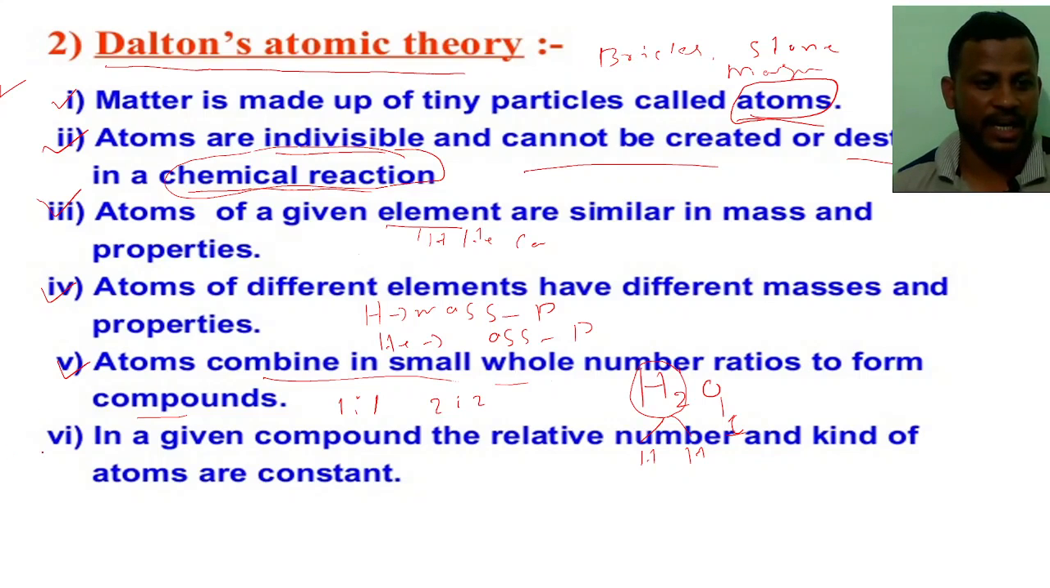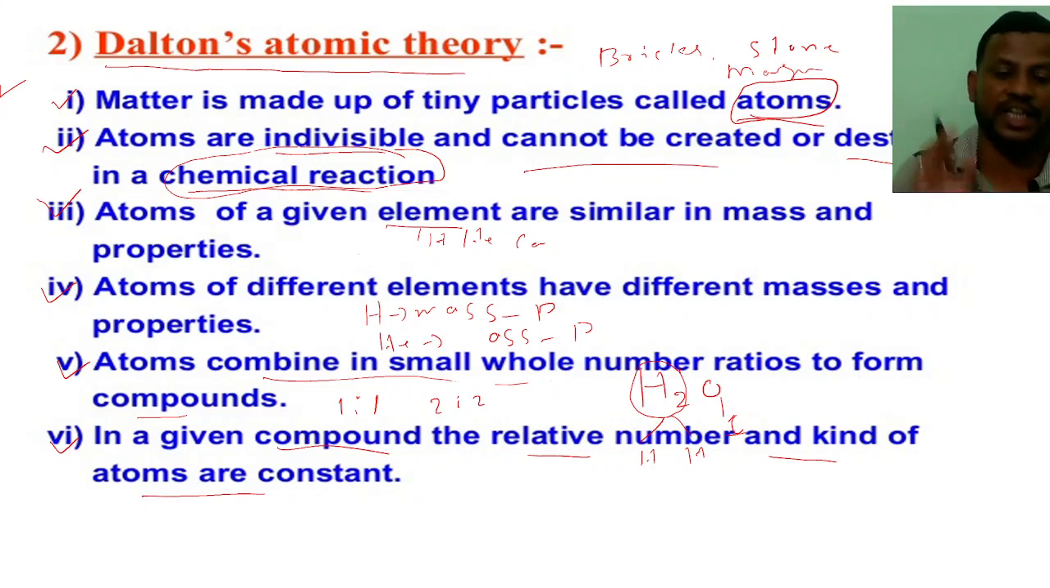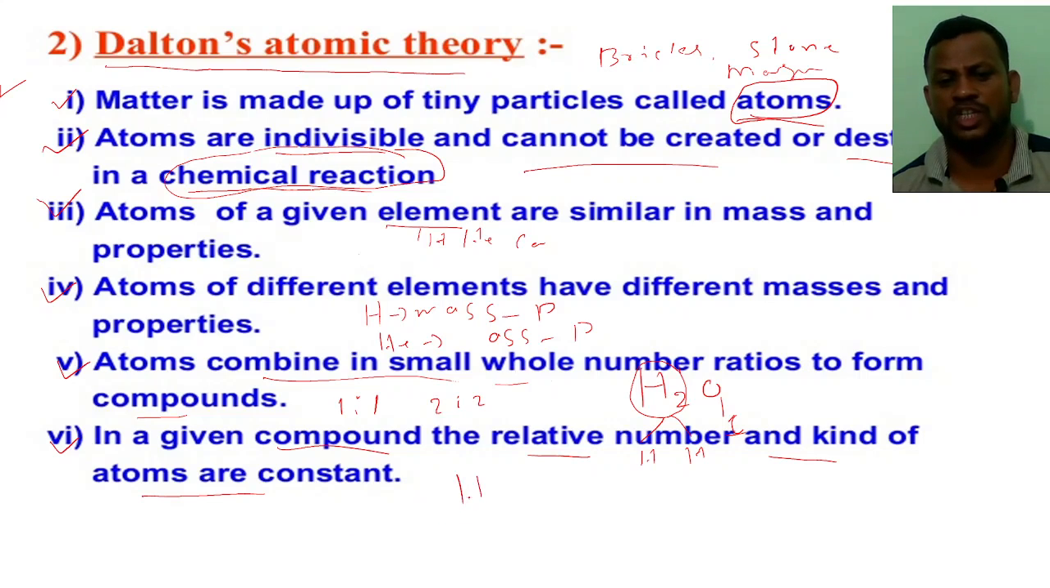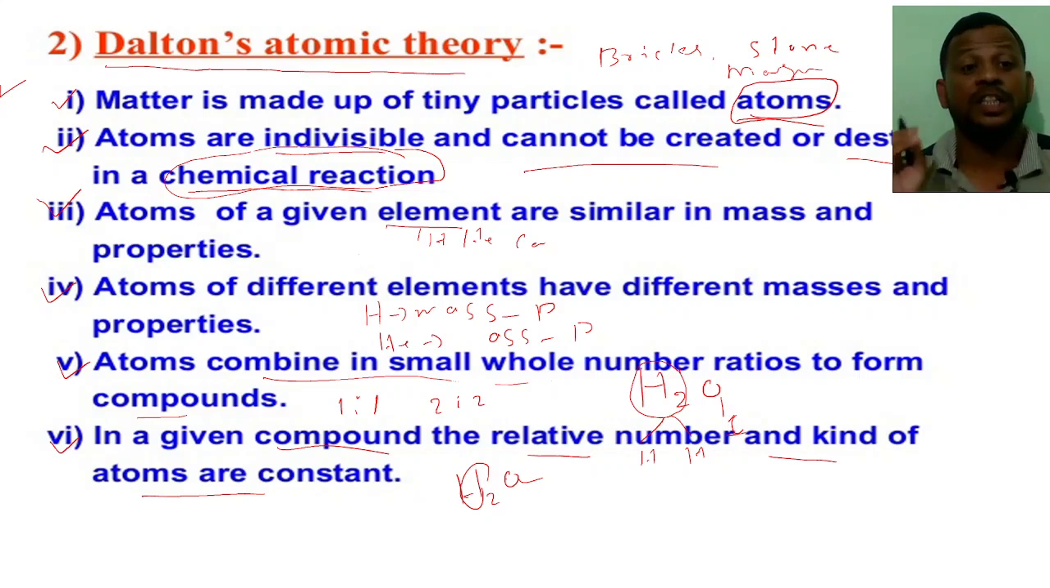Second, next point. In a given compound, the relative number and kind of atoms present are constant. Atoms are constant in the given compound. For example, water. You can take the same example here. These are constant: H2, fixed, 2 atoms of hydrogen and 1 atom of oxygen. These are the 5 to 6 points proposed by John Dalton, who proposed Dalton's atomic theory.